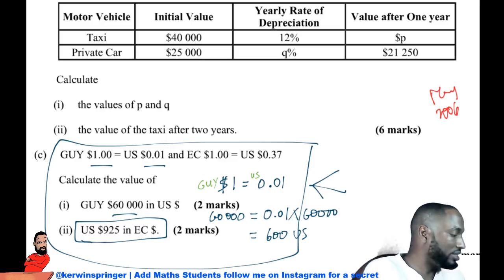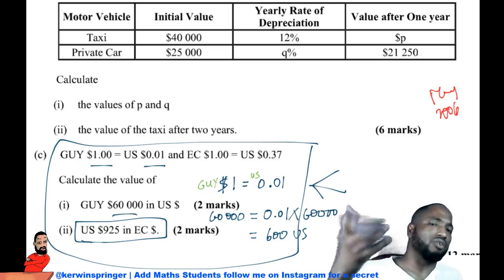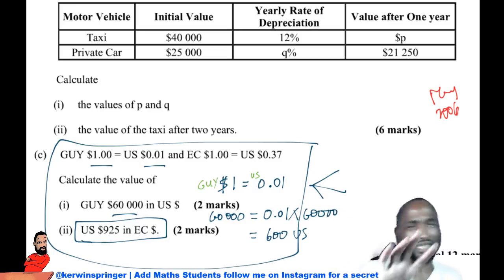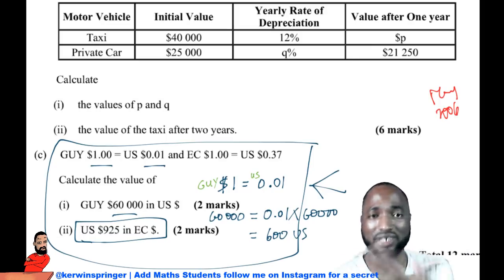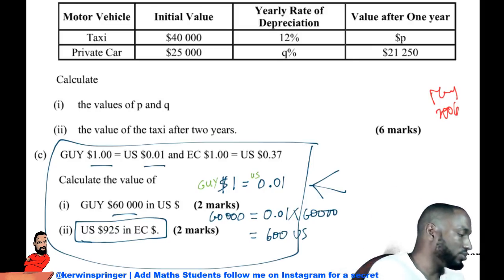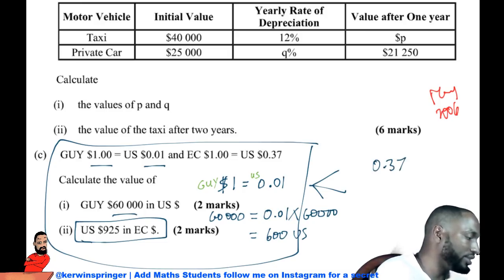Calculate the value of US. Okay, other way around. They like to do that in this. They ask it one way, then they ask it the other way. And you just do the same thing, but turn around the exchange rate the other way. So you had 0.37 US equal to 1 EC. So US to EC.